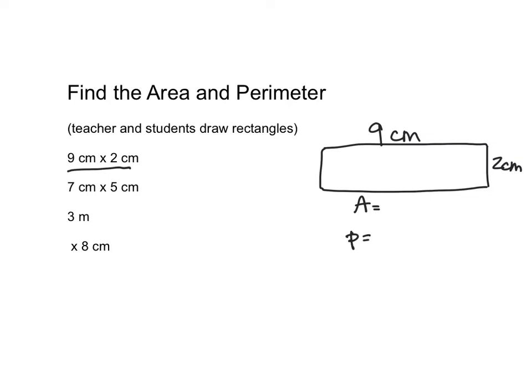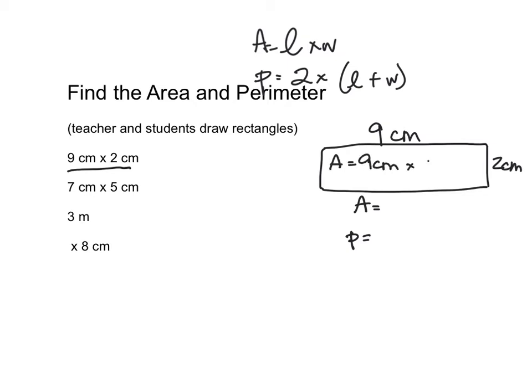Hopefully you remember our formulas. I will give them to you one more time. Length times width for area. And perimeter was 2 times length plus width. Alrighty, for the area. We have 9 centimeters times 2 centimeters. And 9 times 2 is 18 square centimeters. So that's our answer there.